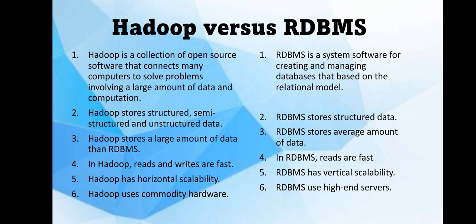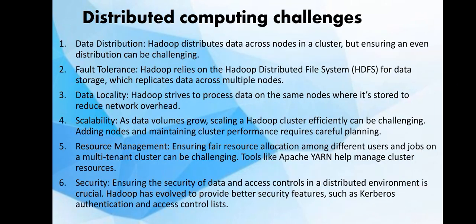In Hadoop, reads and writes are fast. In RDBMS, reads are fast. Hadoop has horizontal scalability. RDBMS has vertical scalability. Hadoop uses commodity hardware. RDBMS uses high-end servers.